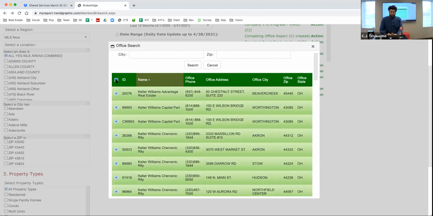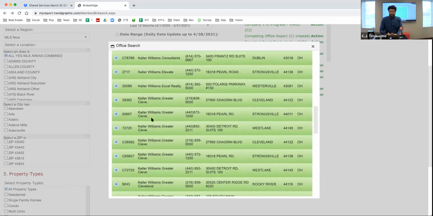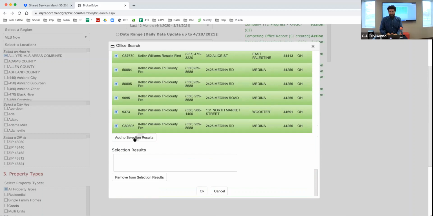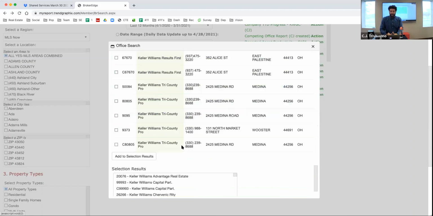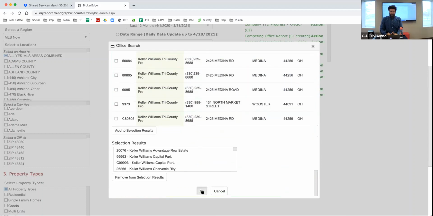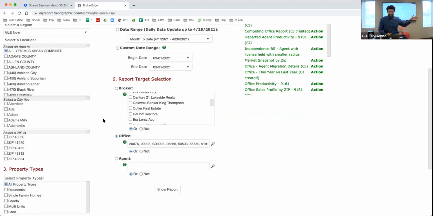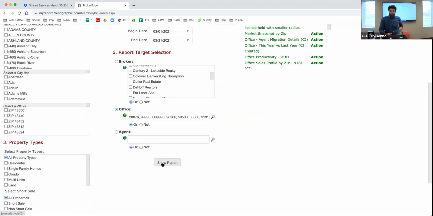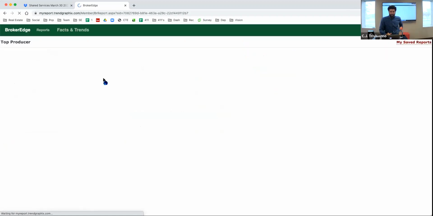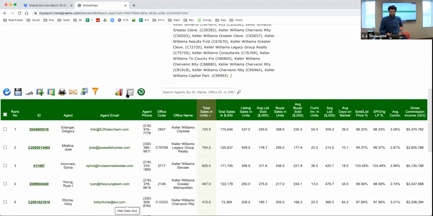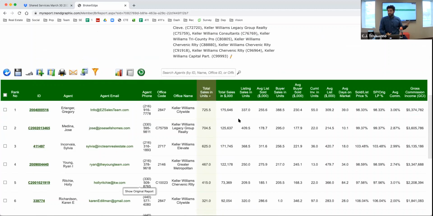So I'm going to get all these Keller. I just highlighted all of them, right? So this is every Keller Williams office. I'm going to add them all to my results here, and now it's going to show every office that's a Keller Williams office. And we're going to show the report, and I hope this shows up as the agents and not just the office. Okay, so this is just Keller Williams, right?